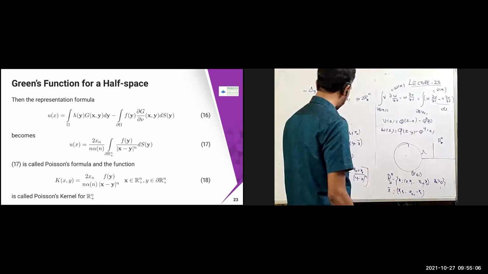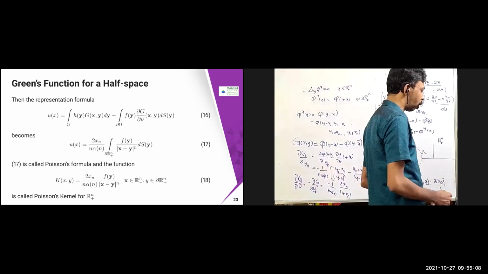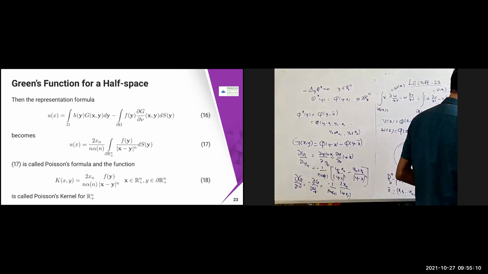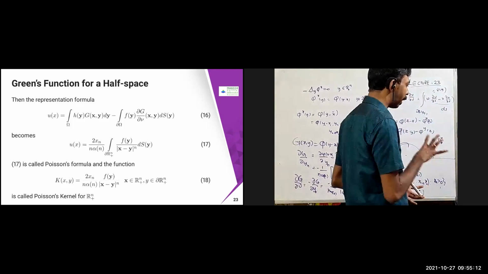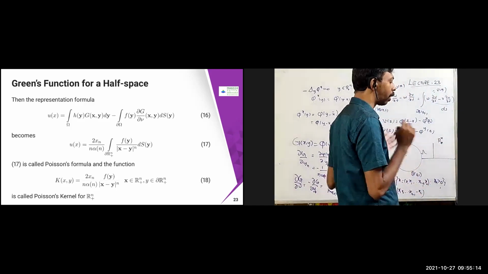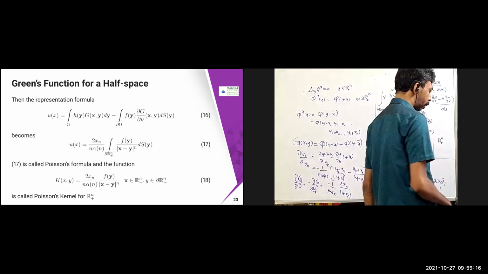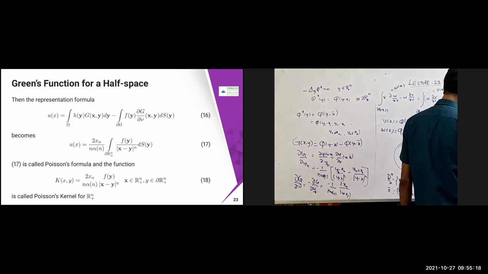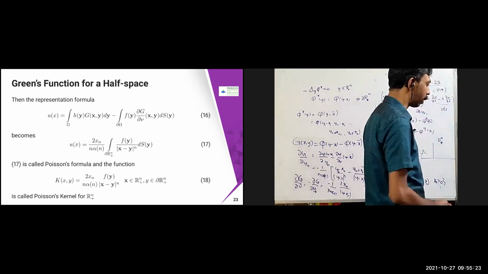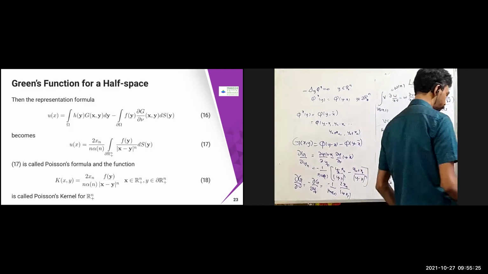Here this u of x I have written, right? This u of x equal to 2xn over nα(n) times the integral of f of y divided by |x minus y|^n. So that is called the Poisson formula for the function, and this integral I have kept, right? That is called the kernel, Poisson's kernel. Okay, that is called the Poisson's kernel.